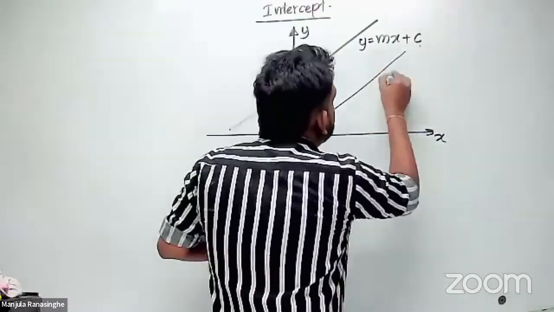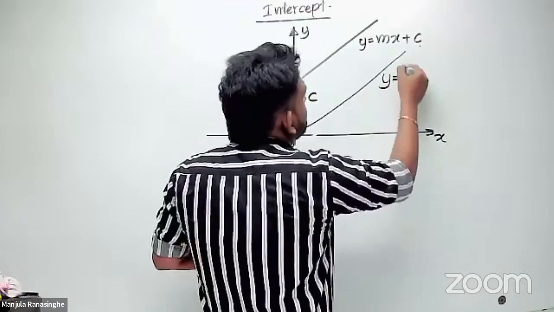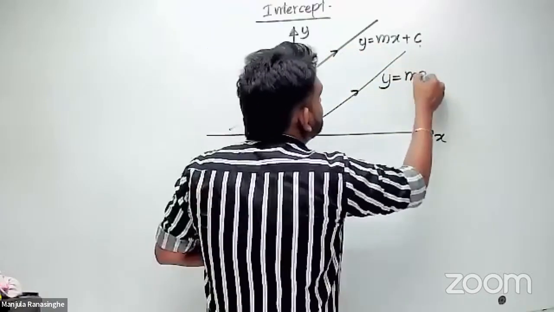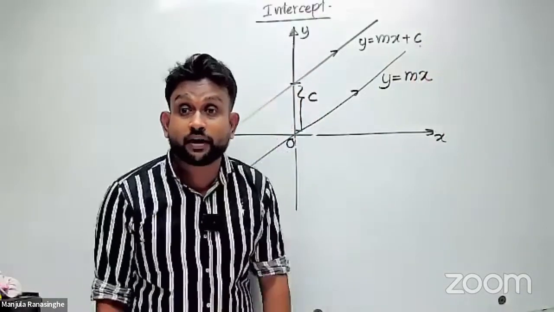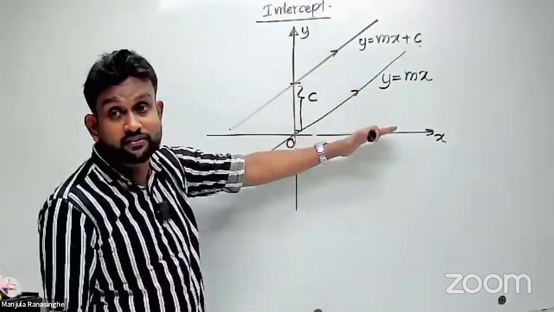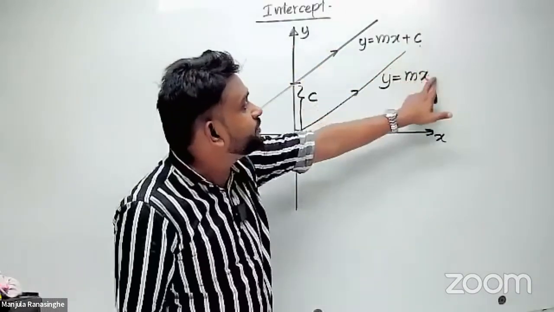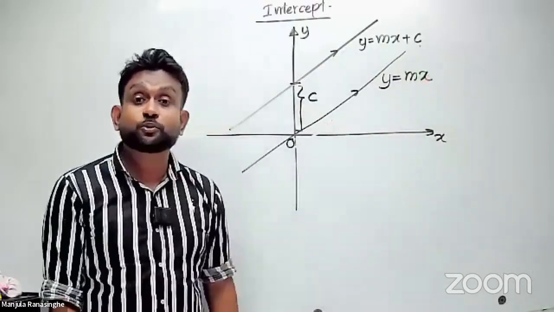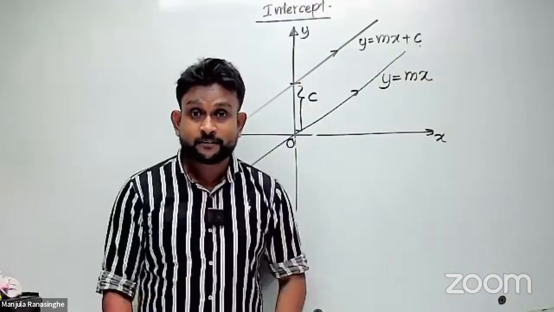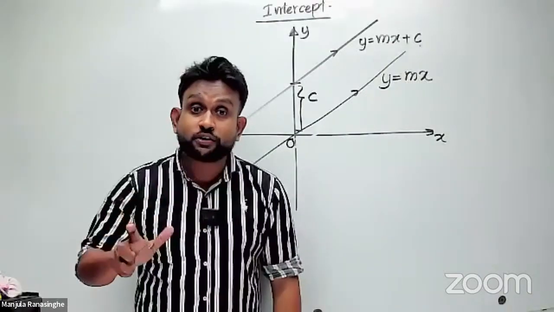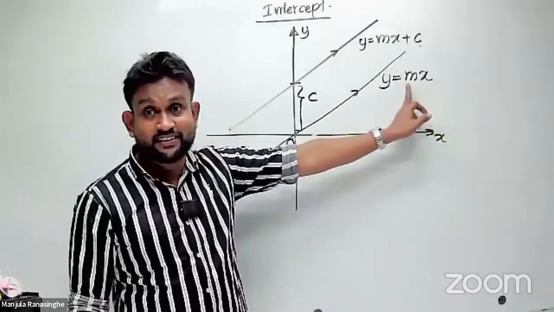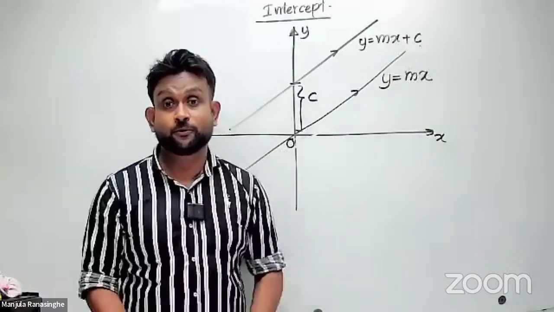Imagine these two lines are parallel. Then the gradient is the same, mx. If two lines are parallel, their gradients are equal, because they have the same inclination with the x-axis. So mx, but here c becomes 0. Why? It passes through the origin, so at the origin the y value is 0. Remember, straight lines which pass through the origin have the form y equals mx, with no c. That is why c became 0.